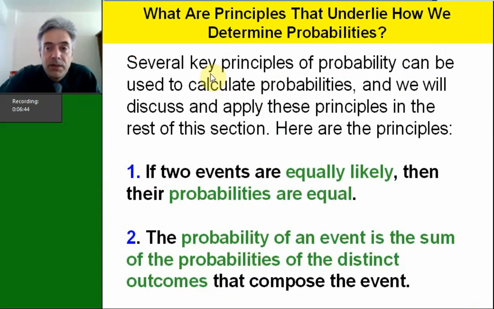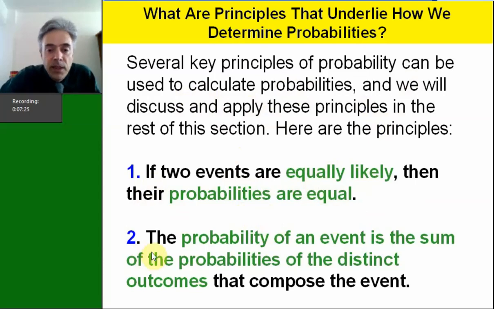So what are the principles that underlie how we determine probabilities? We're going to be discussing three principles. Several key principles of probability can be used to calculate probabilities, and we will discuss and apply these principles in the rest of the section. And here are the principles. The first one is, if two events are equally likely, then the probabilities are equal. For example, think about tossing a coin, right? If heads and tails are equally likely, which they are, you expect 50% of each one of them, then the probabilities are equal. So 50% heads and 50% tails.